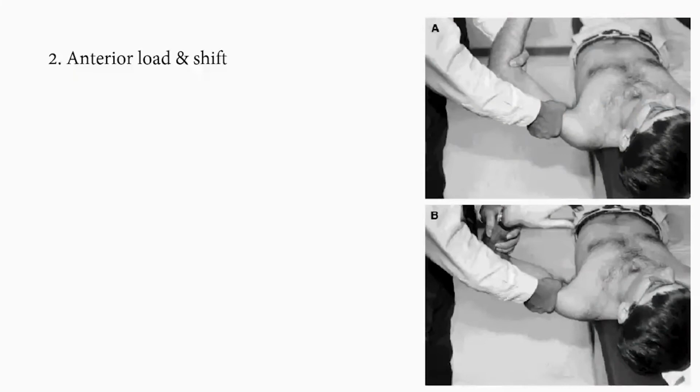Another test is the anterior load and shift test, where a compressive force is applied by one hand of the examiner to center the humerus on the glenoid fossa, while the other hand produces a translatory force either anteriorly or posteriorly to test translation of the humeral head, where you have grades: translation to the rim, translation over the rim, or subluxation of the humeral head.